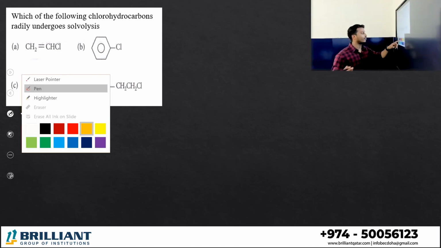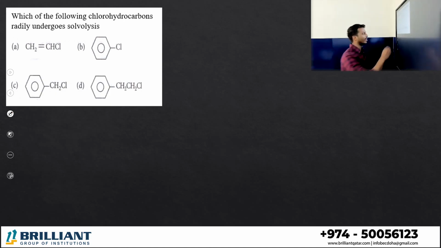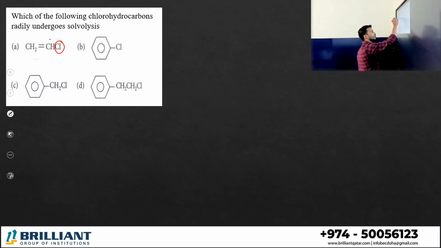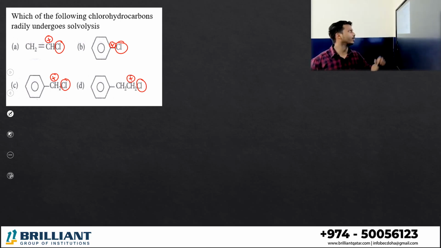The SN1 mechanism favors the formation of a carbocation, right? Let me remove each chlorine from the system. I am removing this chlorine, and this is the carbocation. Removing this chlorine, this is the carbocation. What carbocation is the first one? The first one is a vinyl carbocation.